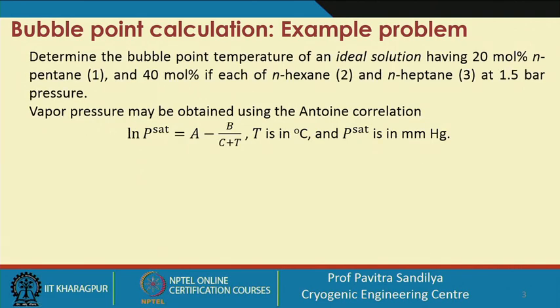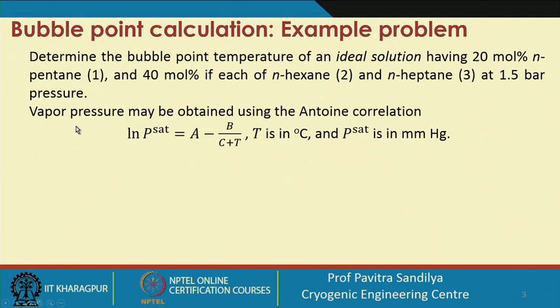So, first let us take an example of bubble point calculation. In this, we have to determine the bubble point temperature of an ideal solution having 20 mole% N-pentane, which is labeled as component 1, and 40 mole% each of N-hexane and N-heptane, which are labeled as component 2 and component 3 respectively, and the pressure is 1.5 bar.